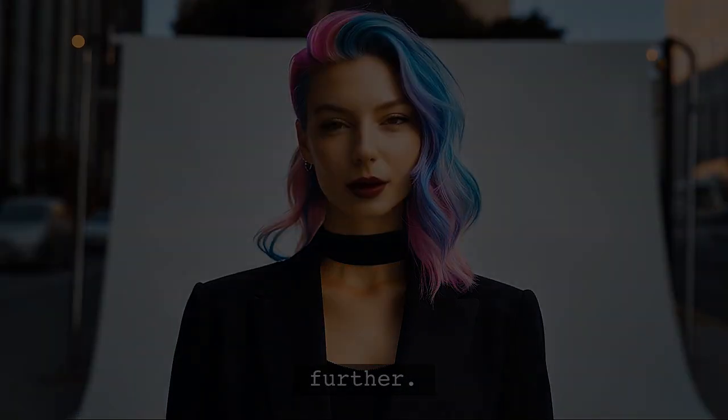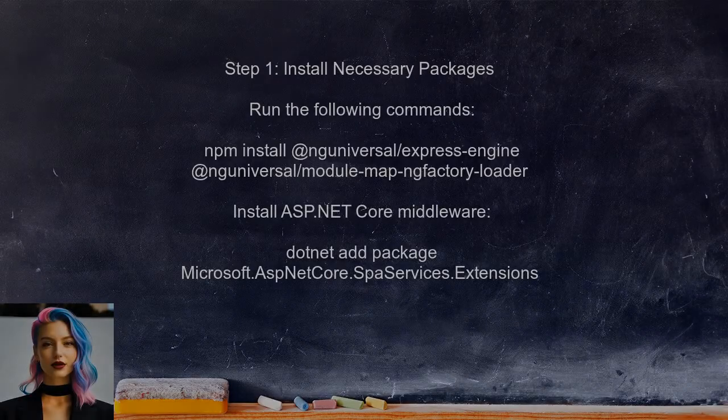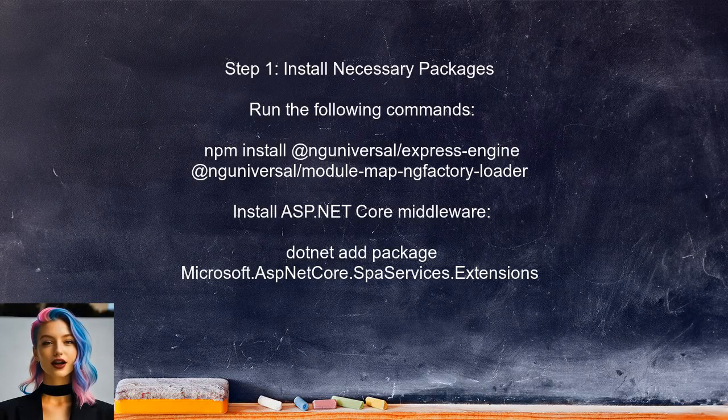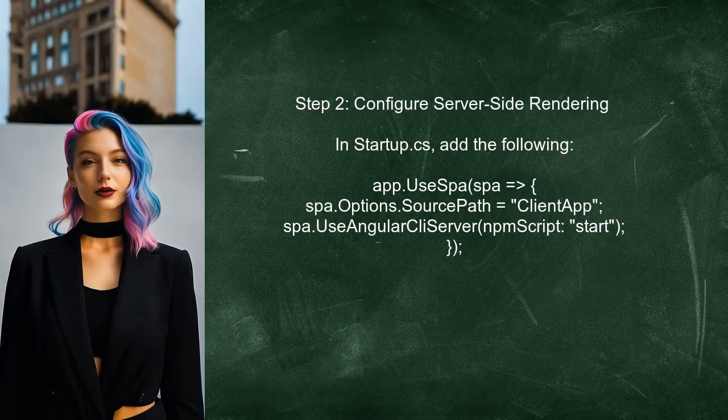To implement server-side rendering with Angular and ASP.NET Core, the user should first install the necessary packages. This includes Angular Universal and the ASP.NET Core middleware for rendering Angular applications. Next, the user needs to set up the server-side rendering in their ASP.NET Core application. This involves modifying the startup class to include the necessary middleware for Angular Universal.